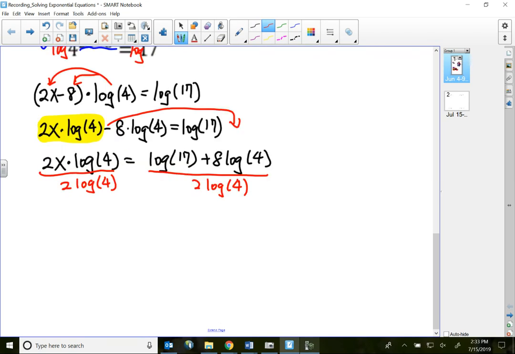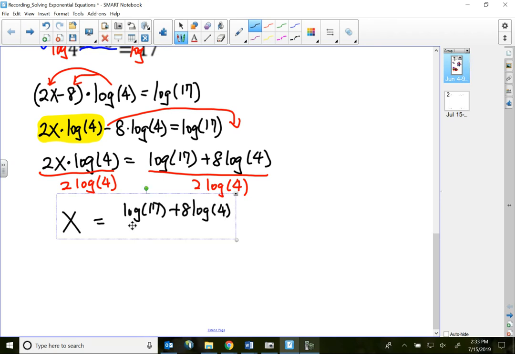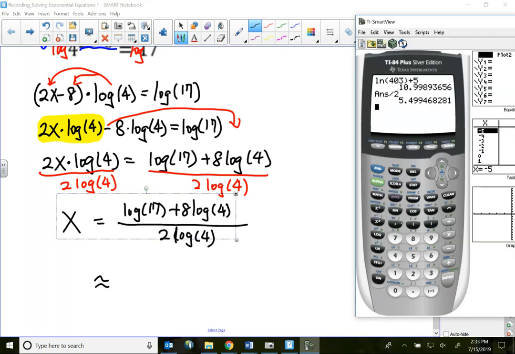So my exact answer, x, will now equal log of 17 plus 8 times log of 4, over 2 times log of 4. All right, so in the calculator, I'm going to put the top in first, which is log of 17, close parenthesis, plus 8 times log of 4. All right, so that's the answer.